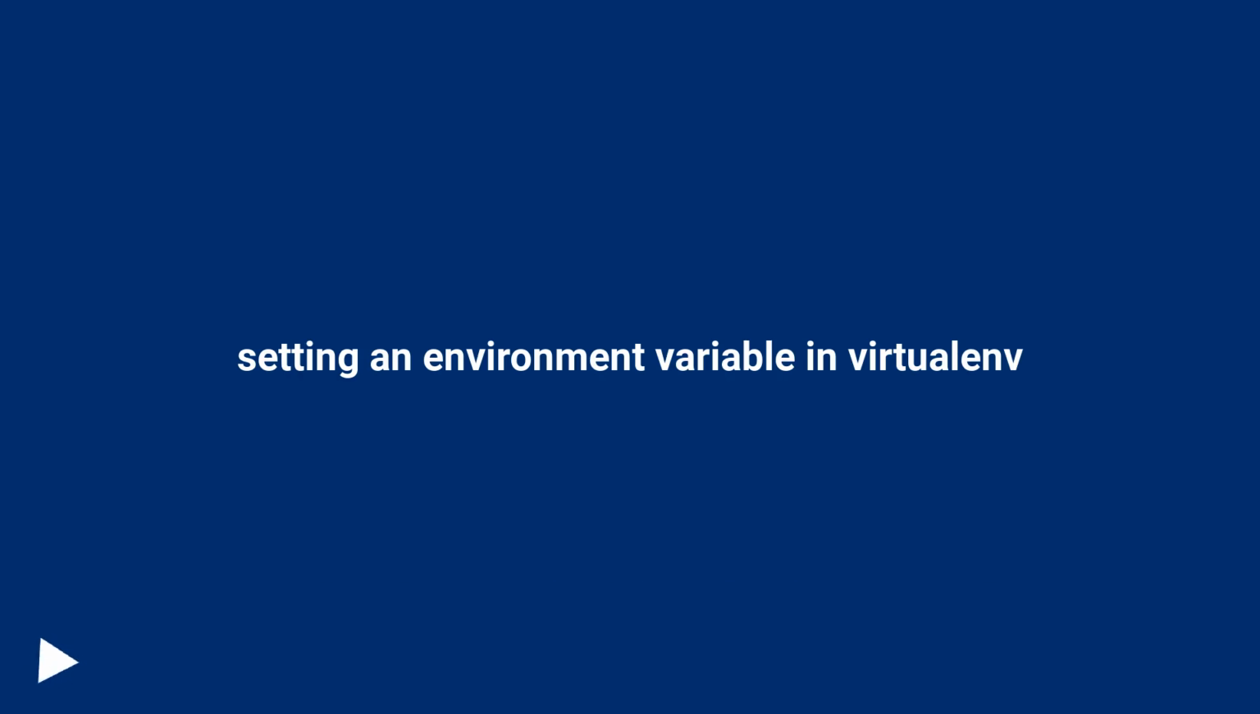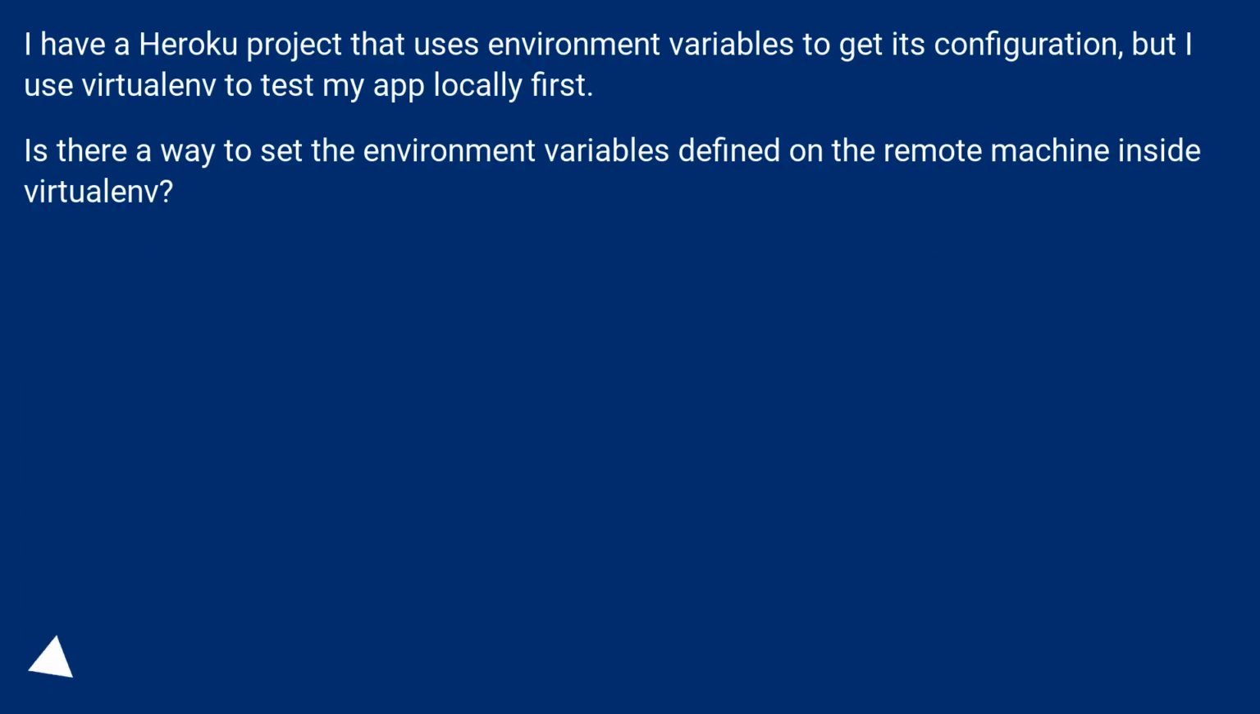Setting an environment variable in virtualenv. I have a Heroku project that uses environment variables to get its configuration, but I use virtualenv to test my app locally first. Is there a way to set the environment variables defined on the remote machine inside virtualenv?